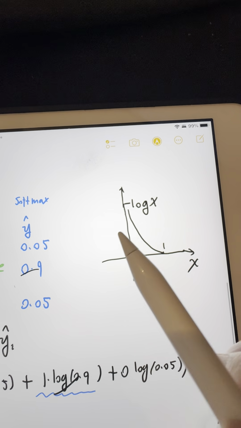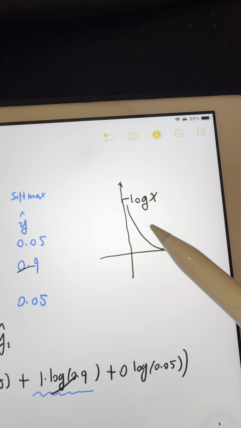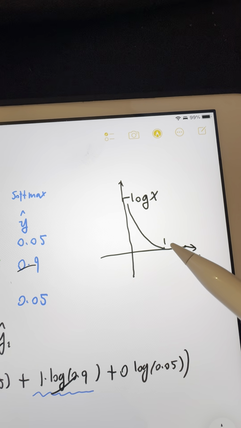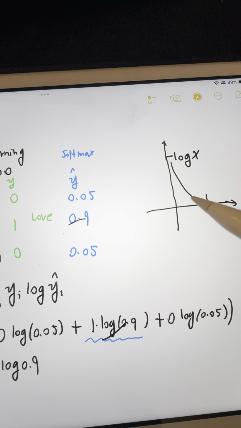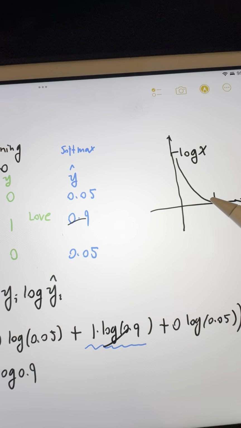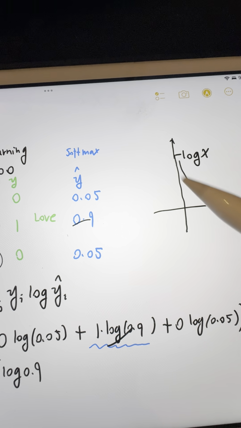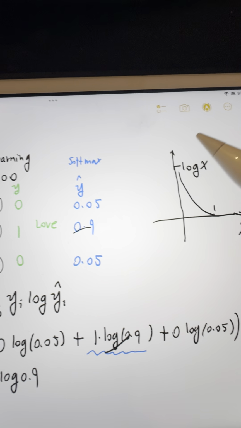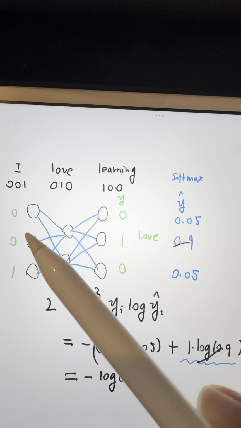If you look at the minus log x plotted out there, we see if the correct word, we predict it big, like 90%, which is close to 1, then its loss would be small. And if we somehow predict it to be a very small probability, then its loss will go to infinity when it's closer to 0.